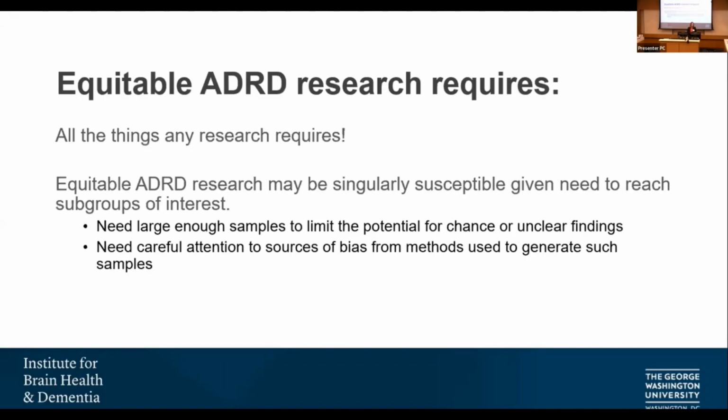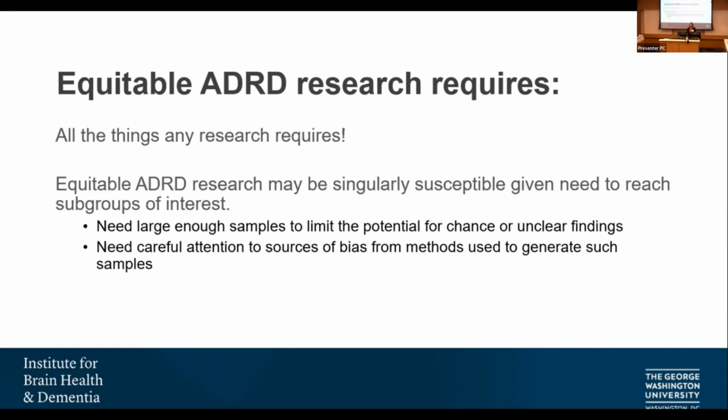So, we're all here because we're interested in doing equitable ADRD research, right? And it really requires all of the things that any research requires. It requires attention to bias. It requires careful measurement. It requires sampling that makes sense, representative populations. But I would argue that ADRD research may be singularly susceptible given the need to reach subgroups of interest, right? We end up with very small sample sizes. We have the need for long-term longitudinal data. And so this just makes this more challenging in this context.